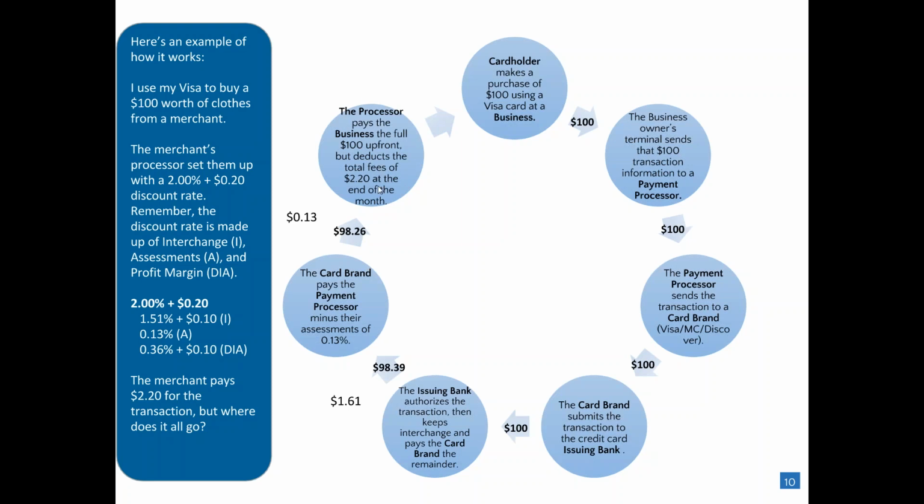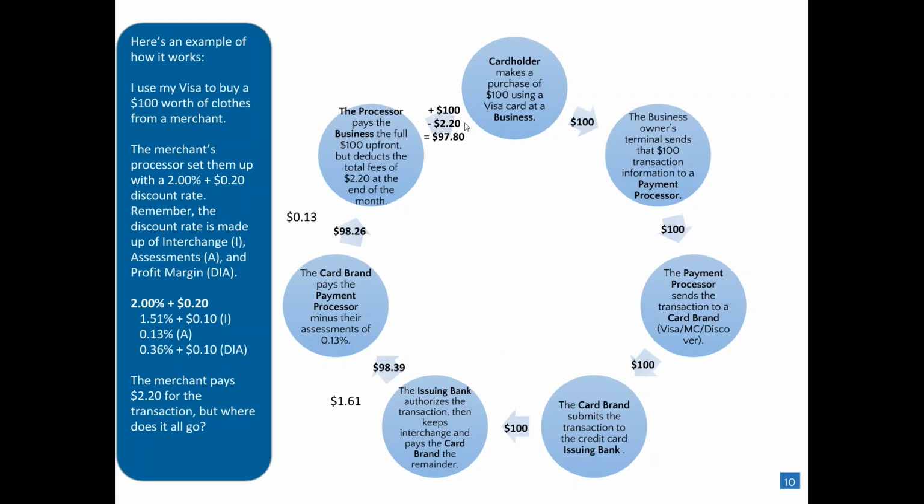So then the processor receives the approval, they receive the $98.26, and then here's where things also change again. Most processors, us included, will provide the merchant the full $100. Now some processors won't. Some processors will only pass on the $98.26, but here at SpotOn, we provide the entire amount up front. So that merchant is going to get the full $100.